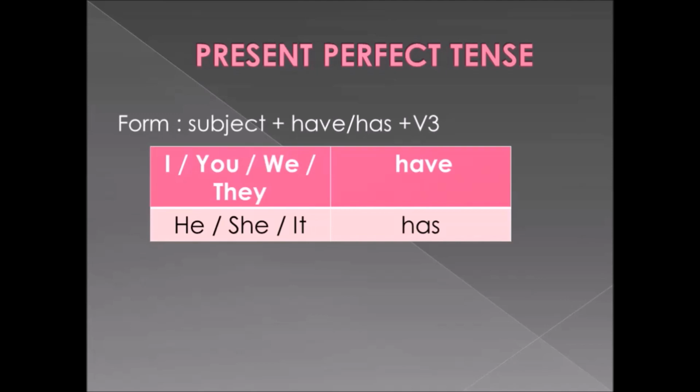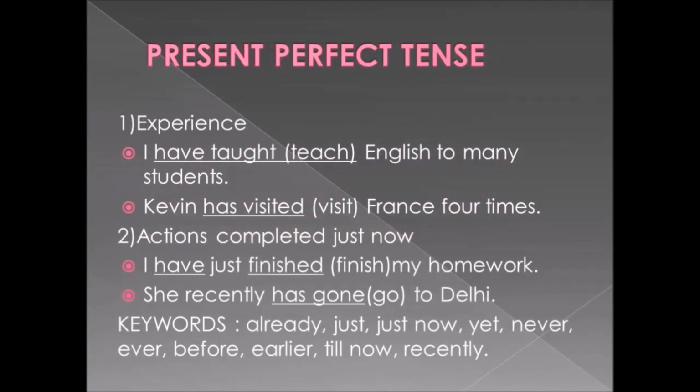So now let us vary the subjects. For I, you, we, they, you use have plus V3 form, that is your structure, and for he, she, it as subjects you have to use has plus V3 form. So this is the structure of present perfect tense. Where do we use present perfect tense? We use present perfect tense in the case of describing about our experience.